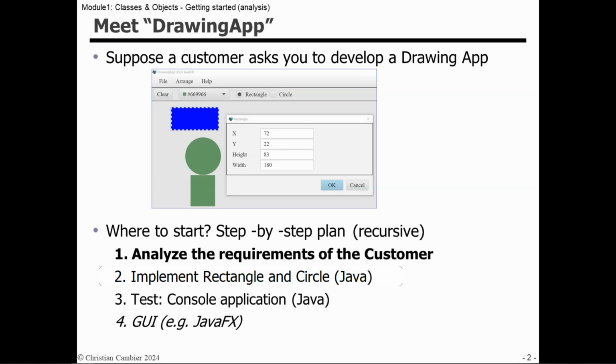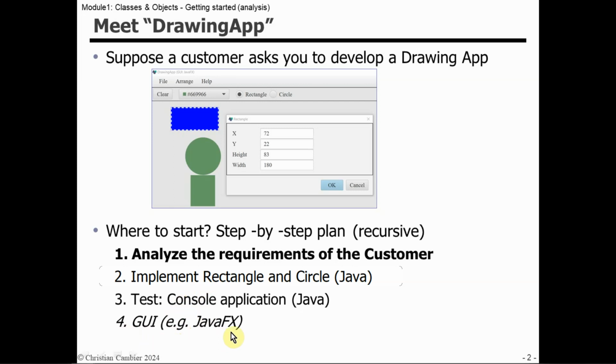First of all, before starting to bang on your keyboard, it's a good idea to analyze the requirements of the customer, the result of which will serve as starting point of our implementation. Second, use the output of the analysis as input for the implementation, in our case Java. Then third, test the application, and we will do that in a console application. Ultimately, develop the GUI, so the graphical user interface app, using for instance JavaFX.